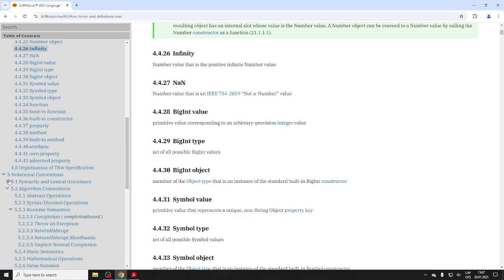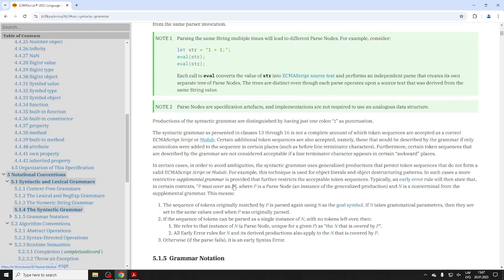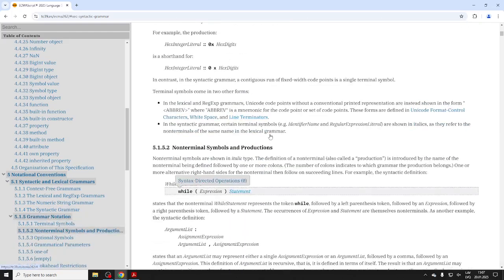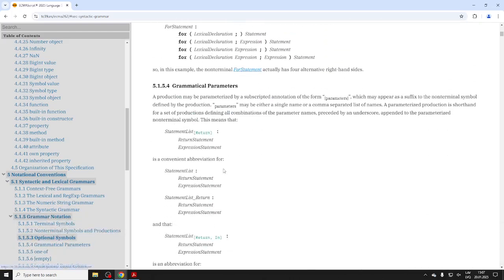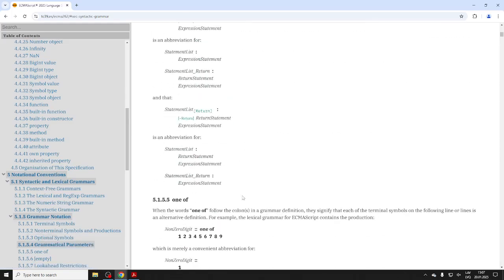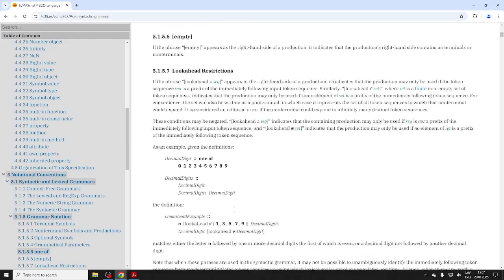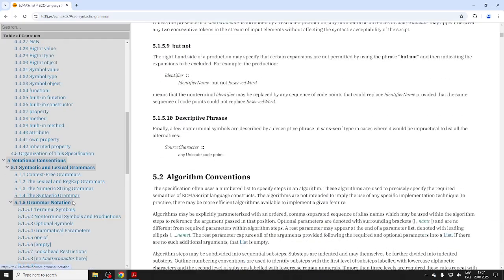Now, so syntactic and lexical grammars, right? Let's see if we can find the grammar specification. Non-terminal symbols, that's all we learned from previous lectures, right? But I want to see if they actually mention this syntax. Do they mention this grammar?